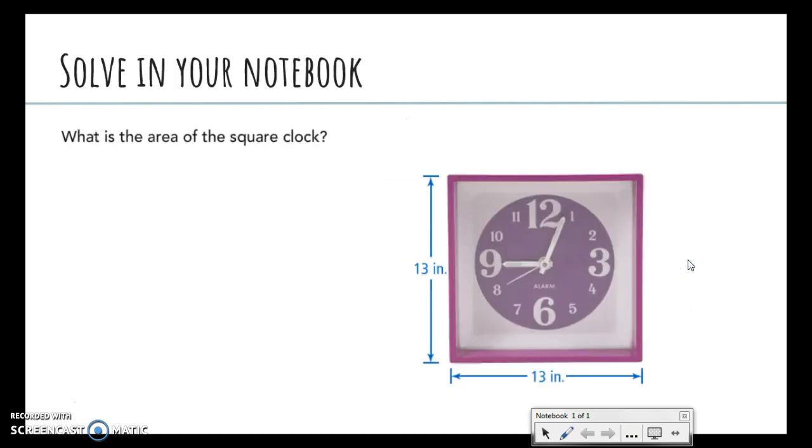Alright, I want you to solve this one in your notebook by yourself. What is the area of this square? So, use your formula A equals side squared to solve the problem. When you think you figured it out, push play. I'm not going to tell you the answer on this one. You'll have to check over it with a teacher.